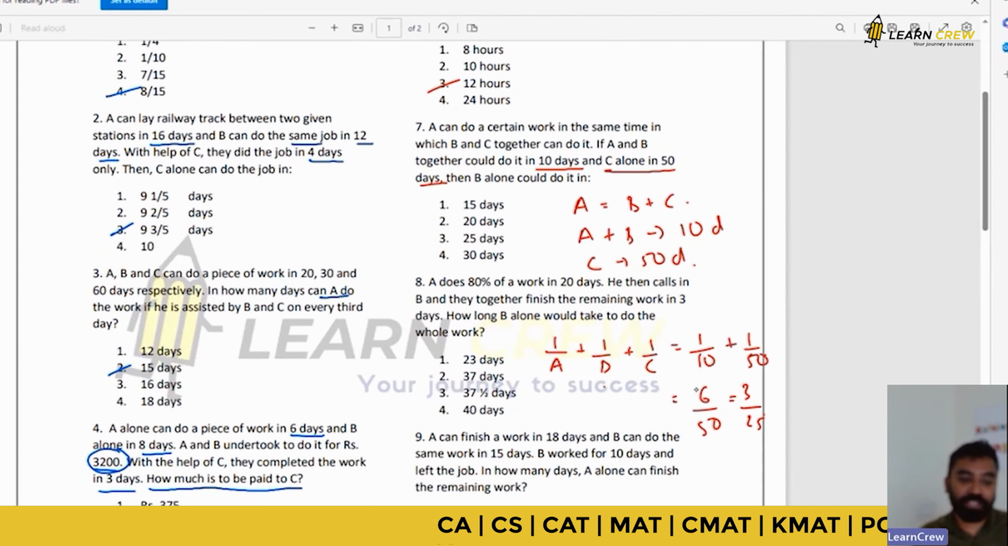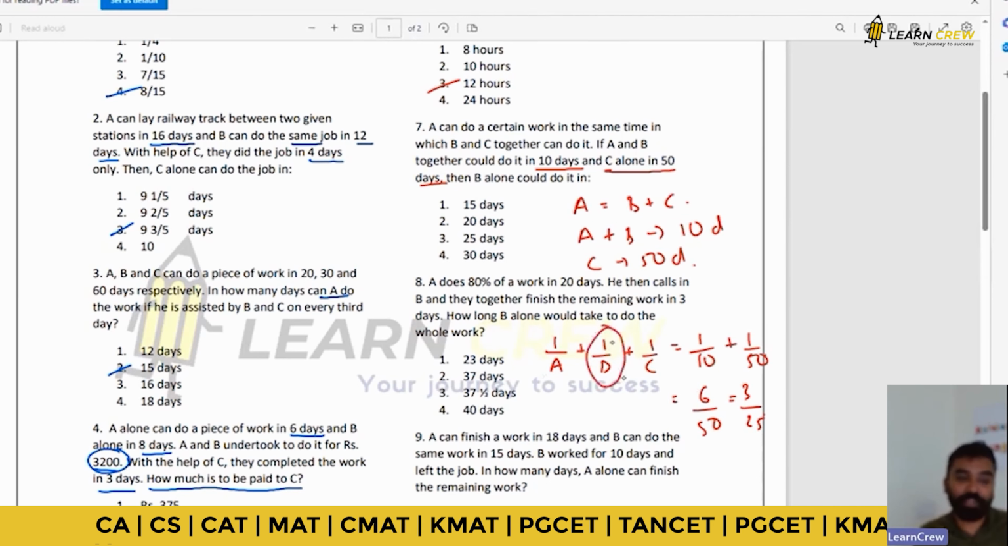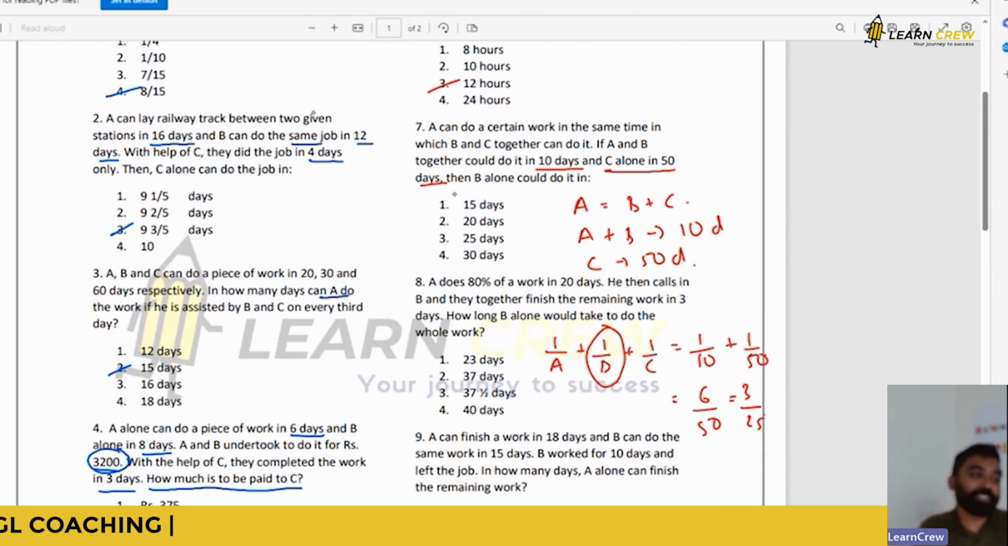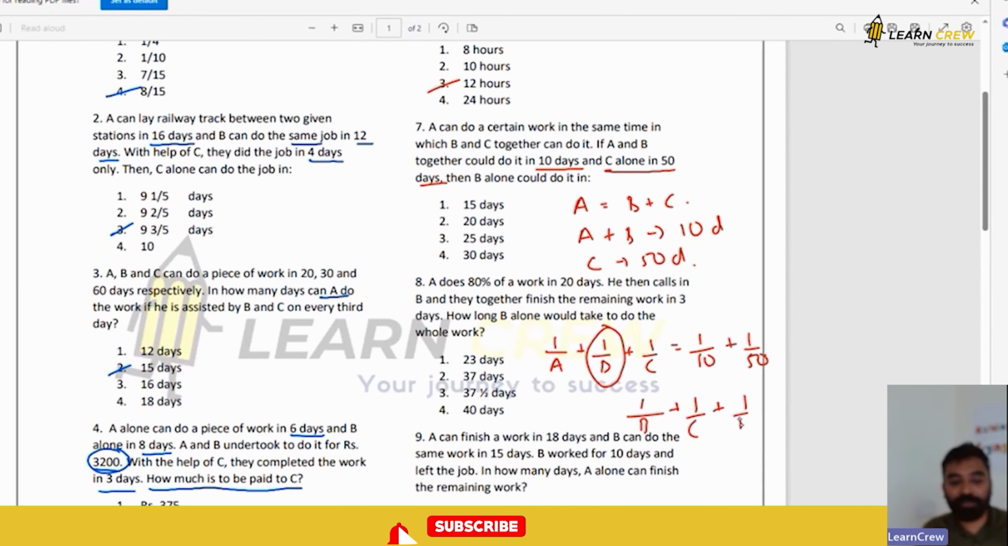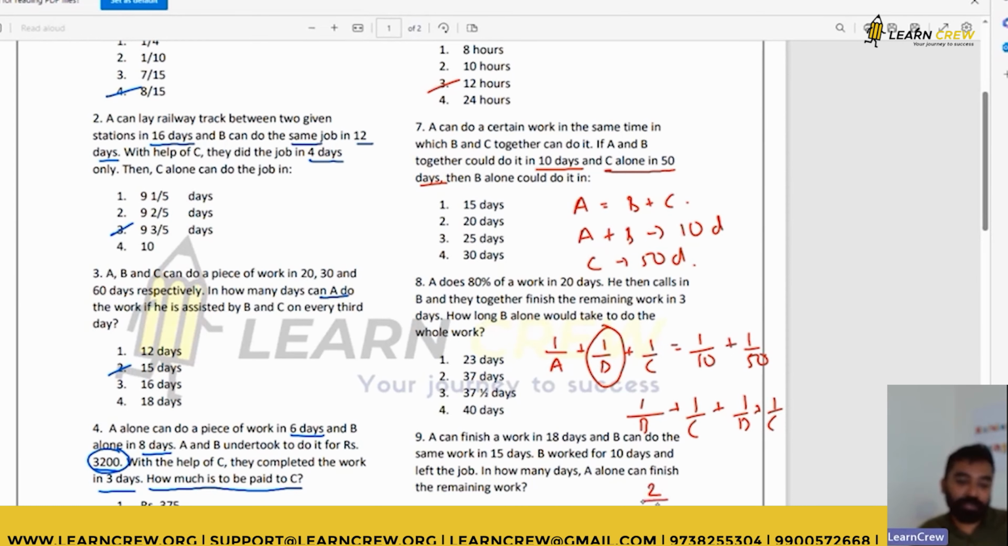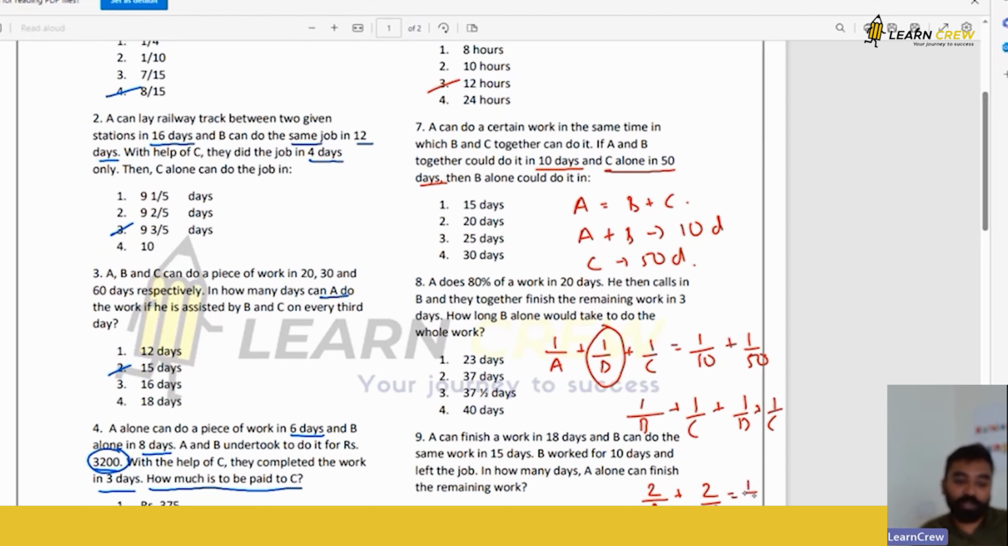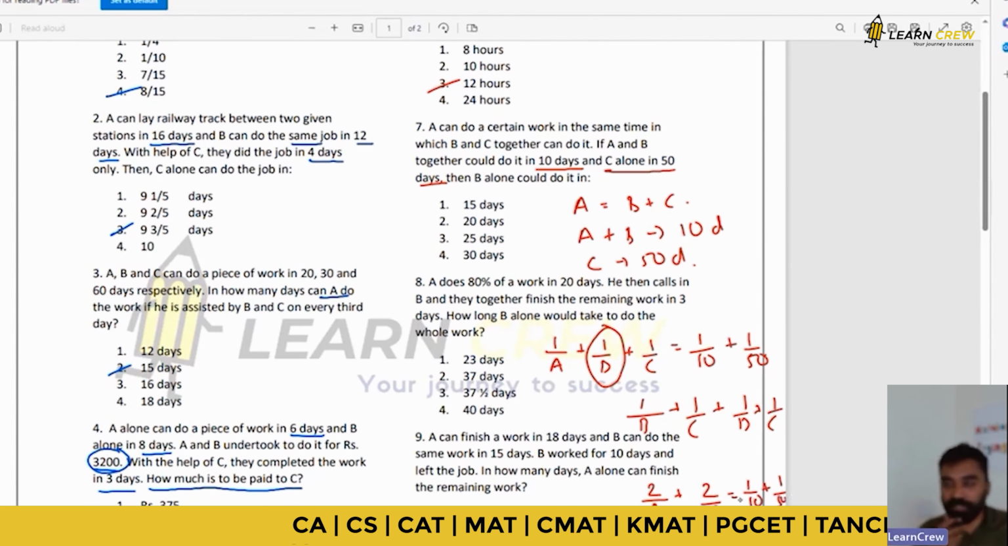If this is for 1 day, you need to find out only B. In order to find out B, how will you do it? Until this you did it. Then instead of this, could you have done this directly? A is nothing but B plus C. So this becomes 1 by B plus 1 by C plus 1 by B plus 1 by C, or 2 by B plus 2 by C, which is equivalent to 1 upon 10 plus 1 upon 50. So this becomes how much?